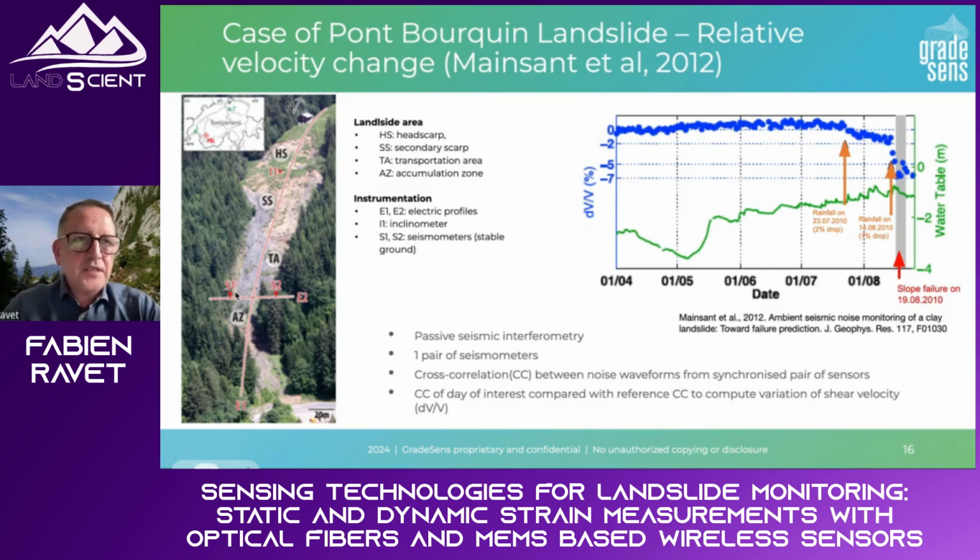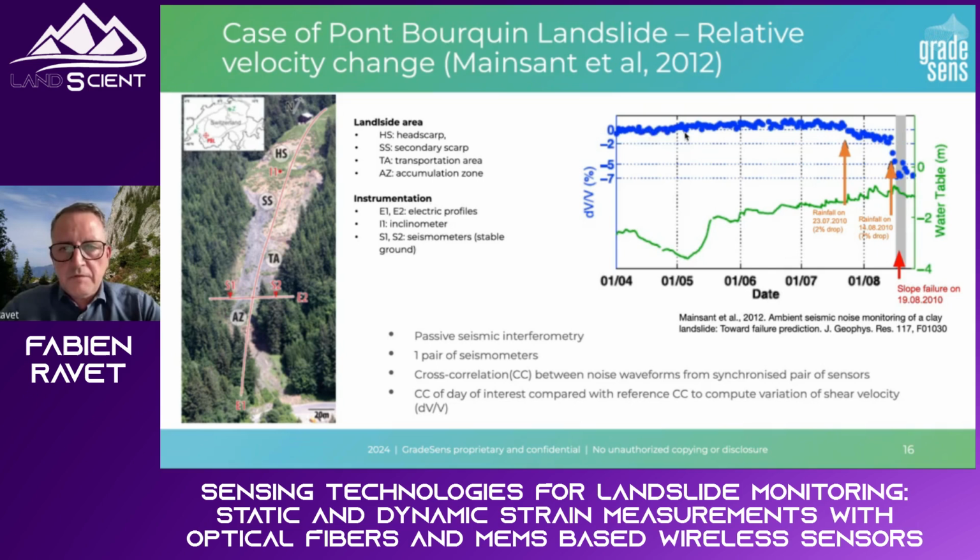The distance between the 2 sensors is, if I remember correctly, about 10 meters, maybe a bit more. And in that specific case, capturing the passive seismic noise, they were cross-correlating the waveforms of the 2 sensors and comparing the cross-correlation with a reference value. They were extracting the relative velocity variation, so normalized.